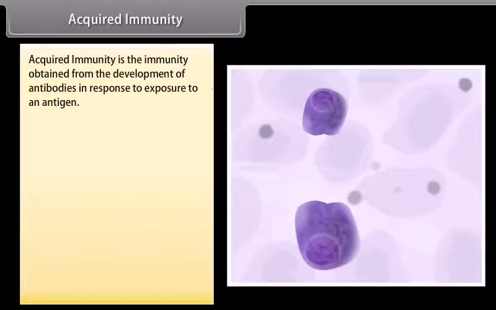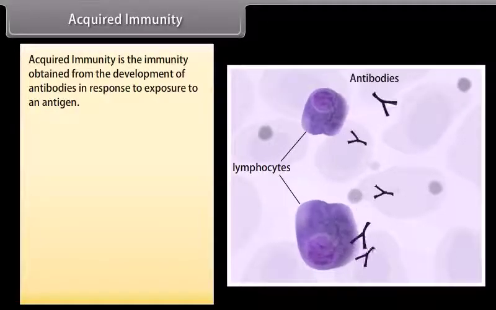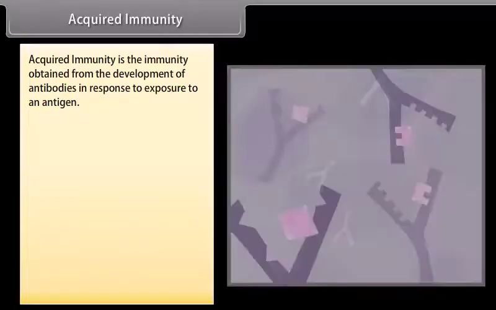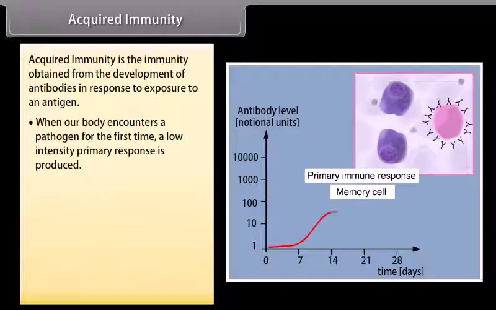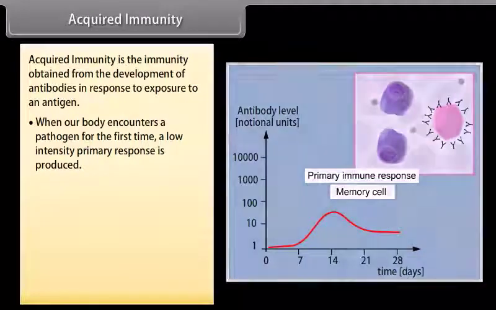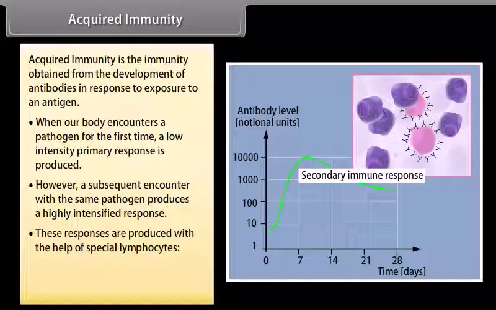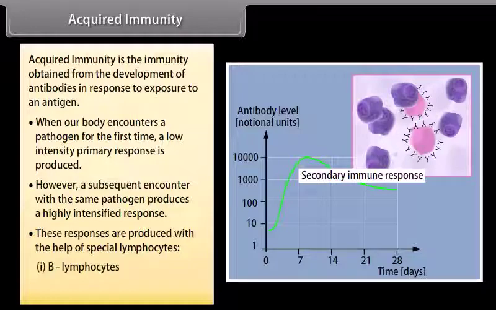Acquired immunity. Acquired immunity is the immunity obtained from the development of antibodies in response to exposure to an antigen. When a body encounters a pathogen for the first time, a low-intensity primary response is produced. However, a subsequent encounter with the same pathogen produces a highly intensified response. These responses are produced with the help of special lymphocytes: B lymphocytes, T lymphocytes.